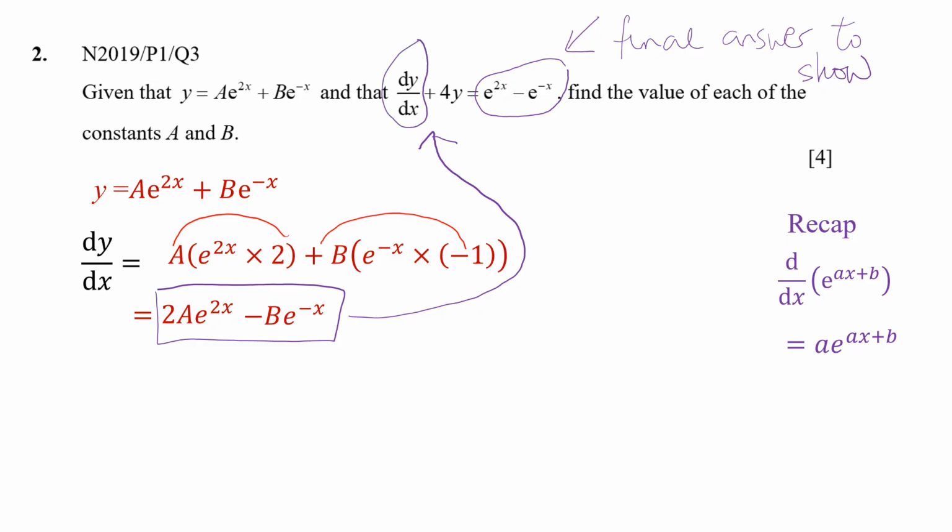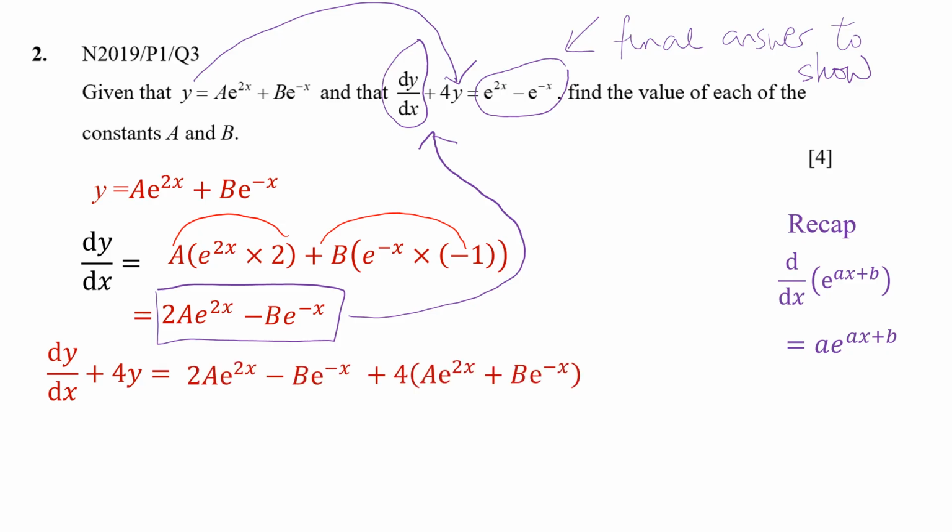Right, and plus 4, and then substitute y here. Okay, let's see what happened. This is what we're going to do. So we end up having 2a e to the power of 2x minus b e to the power of negative x plus 4 times y. So the value for y is this. So that's how I end up getting this. Okay, right. And then we're going to simplify further.